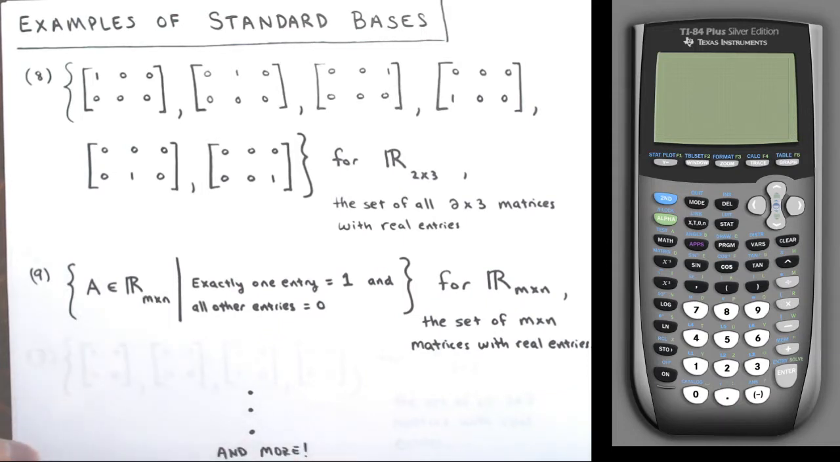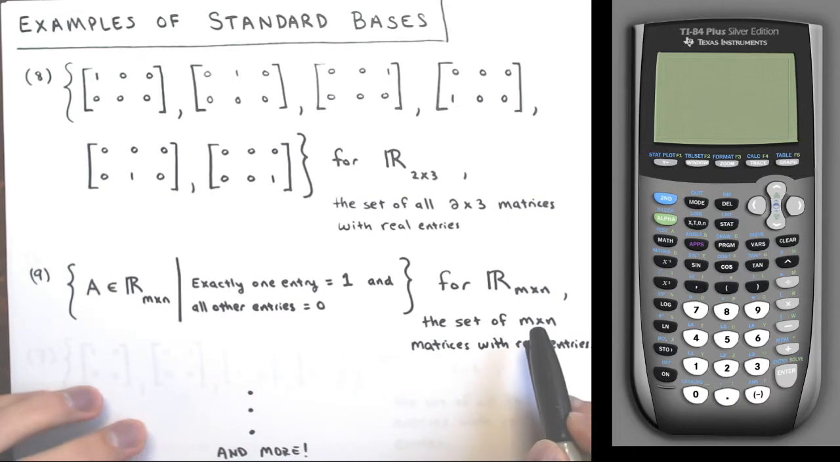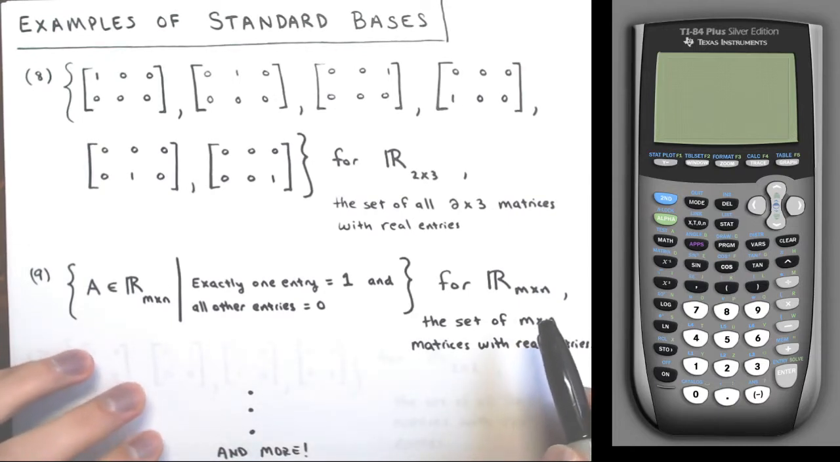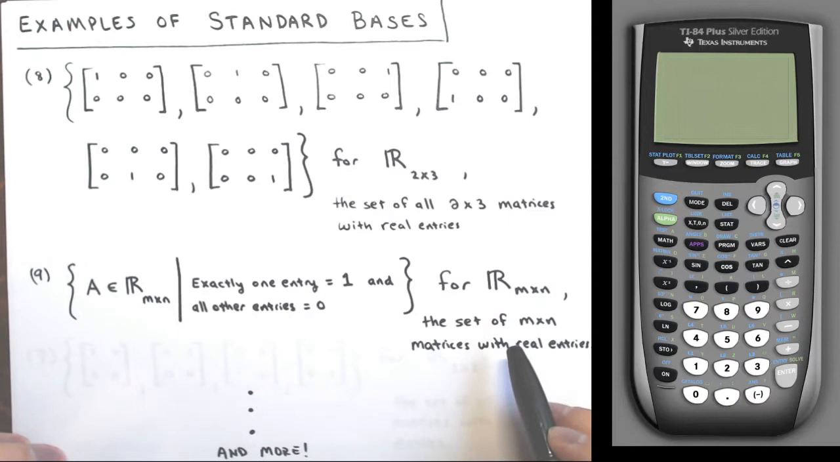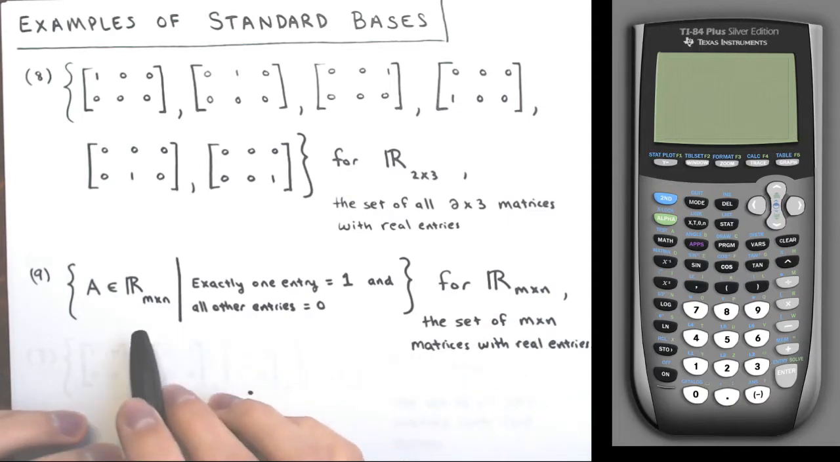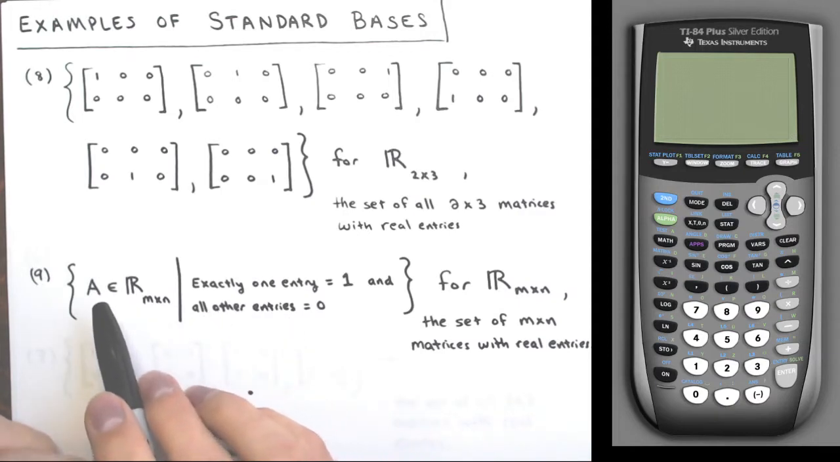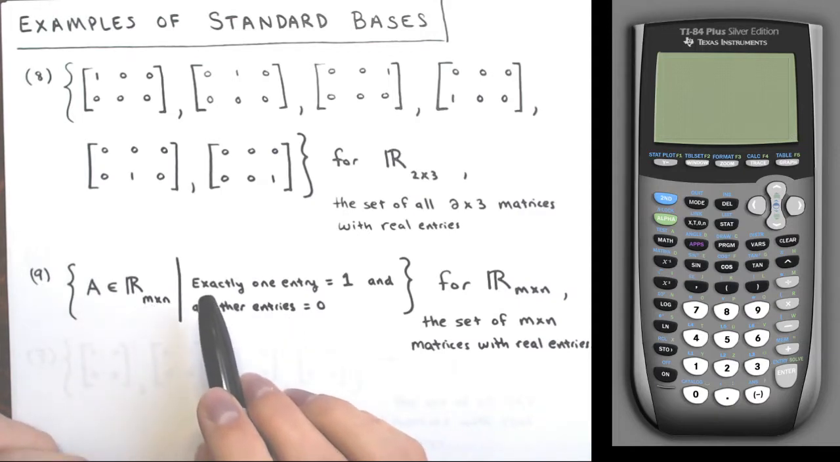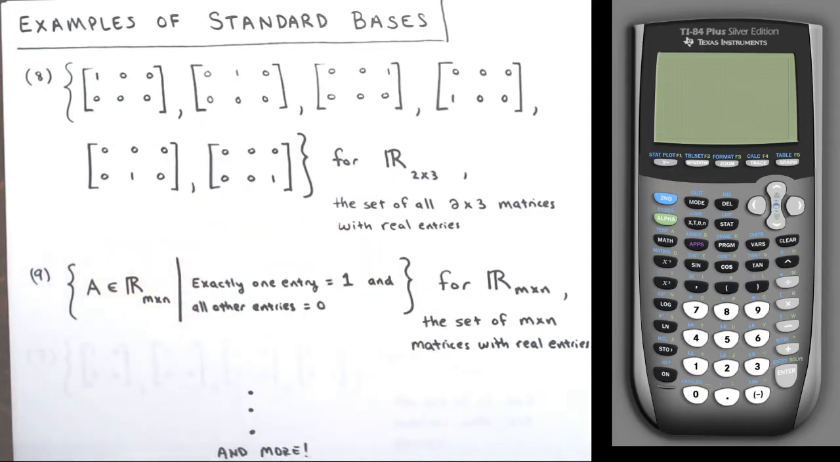So in general, for R m by n, the set of m row and n column matrices, it's rows by columns, I apologize. The set of all m by n matrices with real entries has a standard basis where you have all the matrices that are m by n where exactly one entry is equal to 1 and all other entries are equal to 0, just like in the previous example with the 2 by 2s.